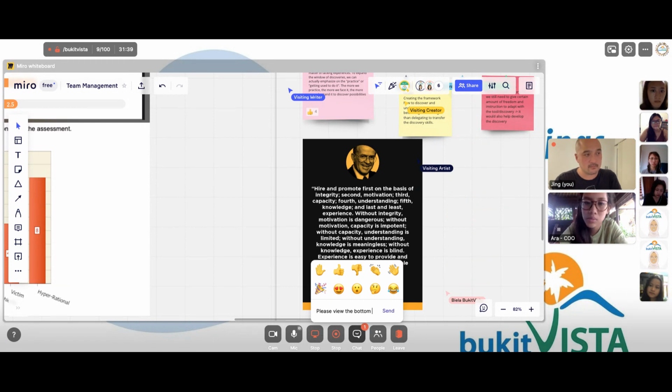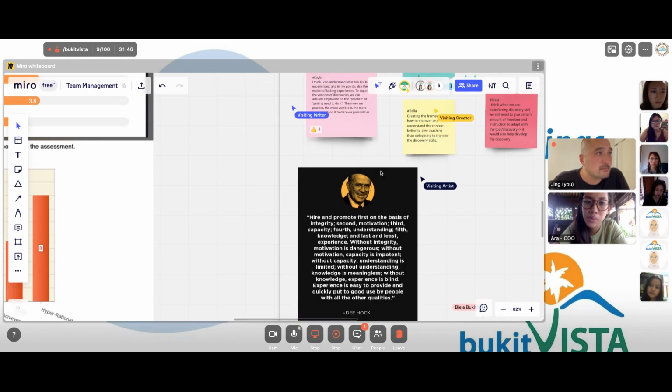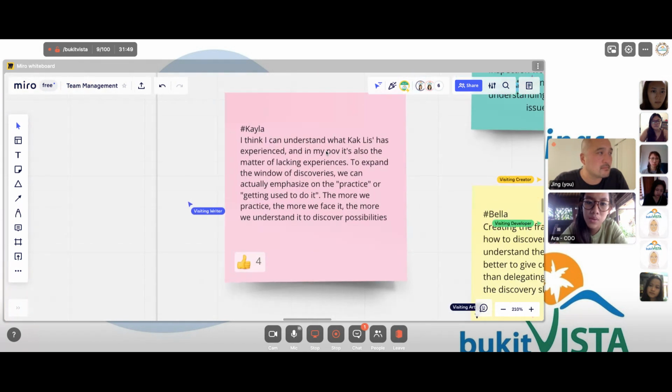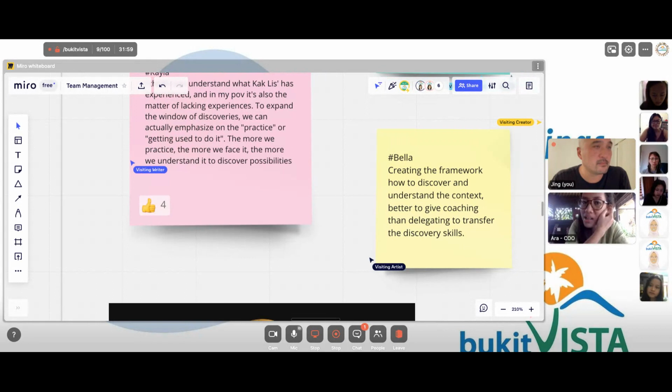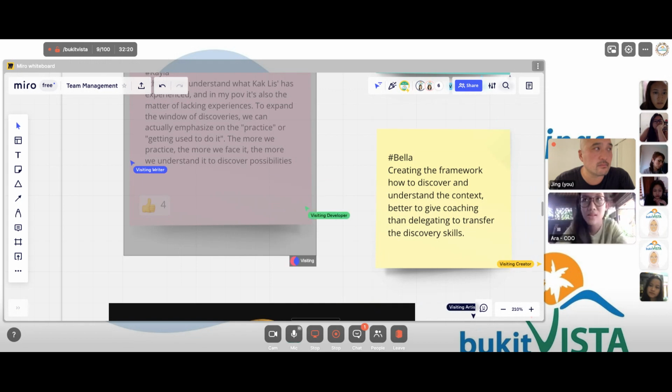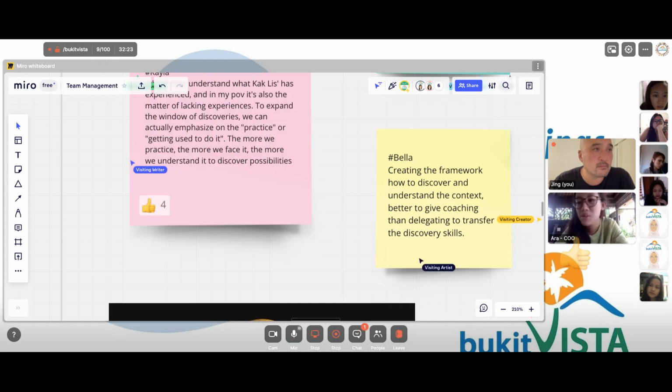But if you can read the rest of them about discovering the window. Okay, wait. To expand the window of discovery, we can actually emphasize the practice or getting used to doing it. Okay, that part is true. The more we practice, the more we face it, the more we understand it to discover. I agree after the words to expand the window. The previous part, no. And in my point of view, it's also the matter of lacking experience. Imagine if you have interns that are still at school and not experienced at all doing revenue management, then you're not going to delegate anything in that case. So that's why I don't agree, because I trust people not based on their experience, but mostly based on their motivations.